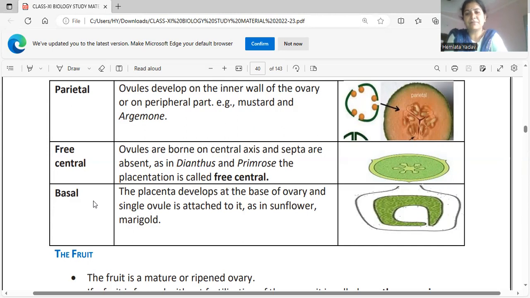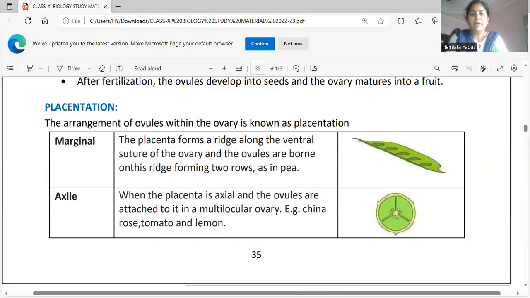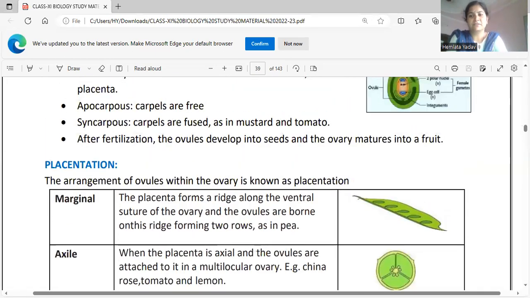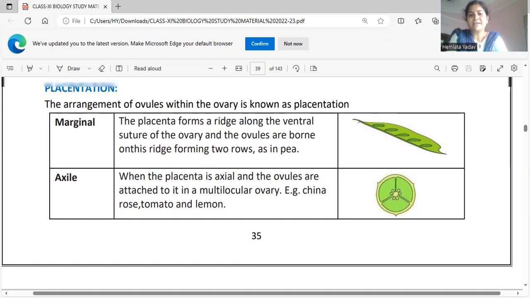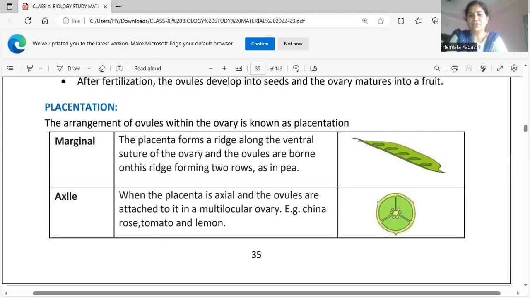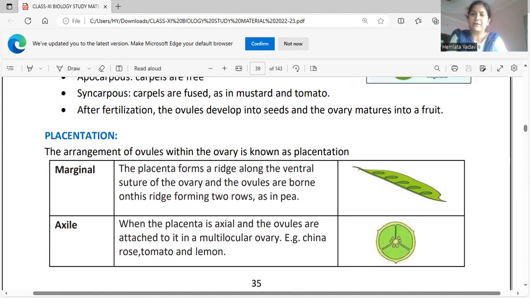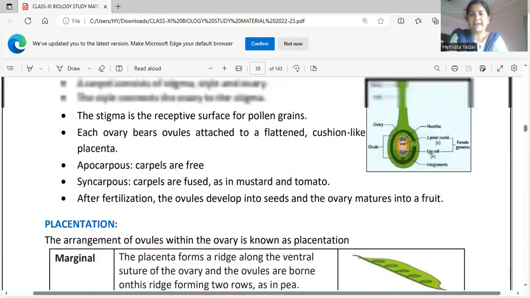In basal placentation, you can see a single ovule at the base of the ovary. And what about marginal? Like in peas, in pea you see the seeds attached along the margin. Axile is when the placenta is axial and the ovules are attached to it in a multilocular ovary. China rose, tomato, lemon. When you cut a lemon, you will see a multilocular ovary, and you will see the seeds on the axis.